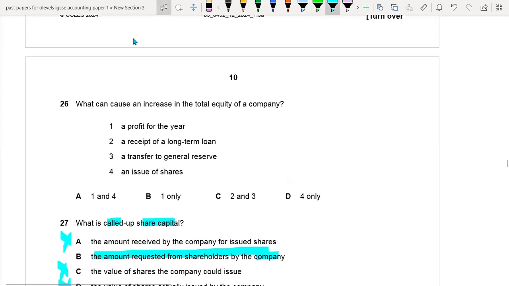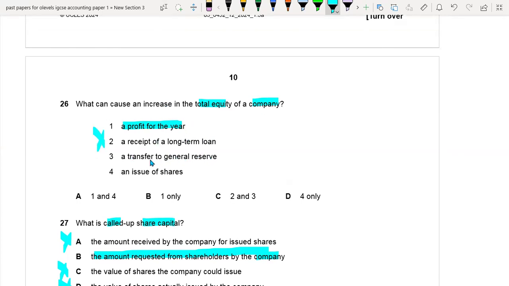Okay, 26. What can cause an increase in the total equity of a company? First of all, we have a profit for the year. Yes, because of this, your equity can be increased. Received for a long-term loan. So a long-term loan will be increasing a liability, not the equity.